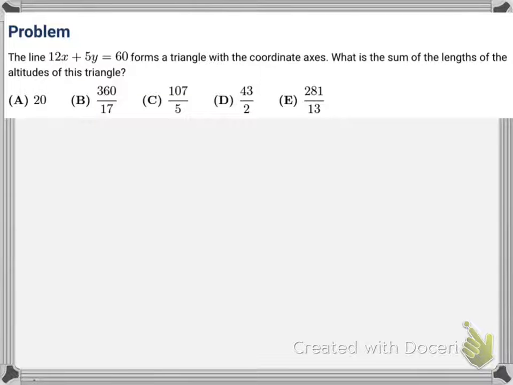Hi y'all, welcome back. I'm Pi and today we're going to be taking a look at problem number 13 from the 2015 AMC 10B. The line 12x plus 5y equals 60 forms a triangle with the coordinate axes.